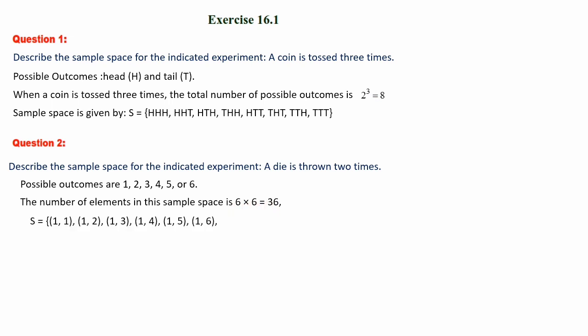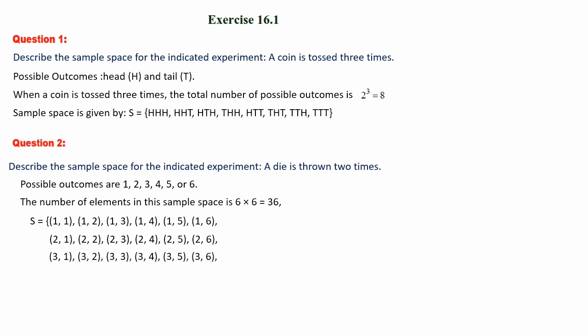So let's write. First one is 1, 1. Means first time getting 1, second time also getting 1. Then you fix this 1 and the second outcome we are changing. That is 1, 2; 1, 3; 1, 4; 1, 5 and 1, 6. So all possibilities with 1 we have written. Next we will go with 2. First time 2, second time 1; again first time 2, second time 2; first time 2, second time 3; then 2, 4; 2, 5; 2, 6.